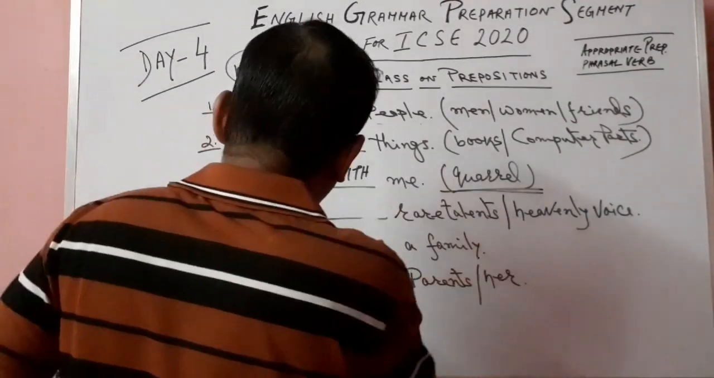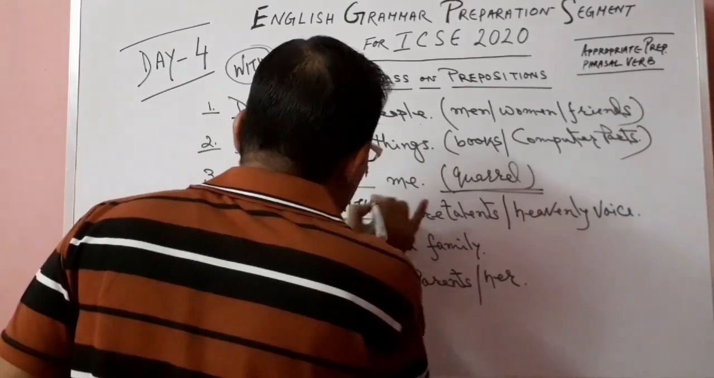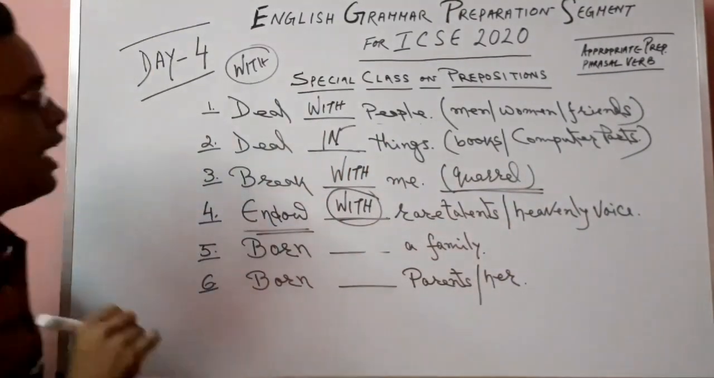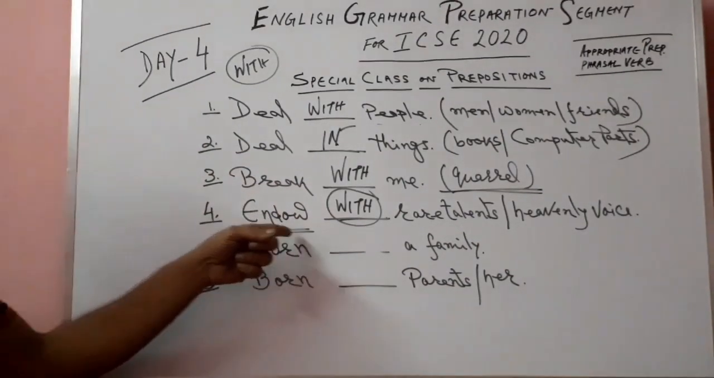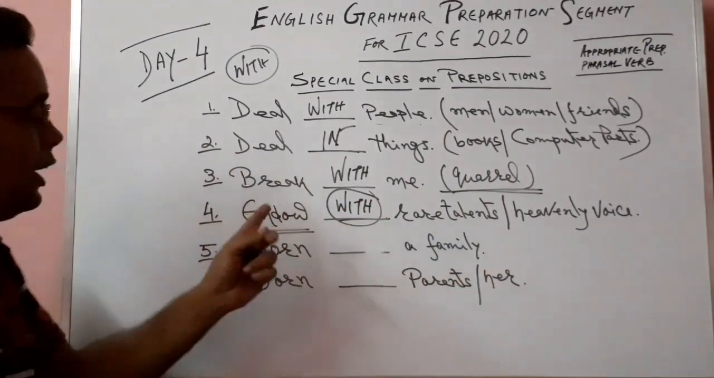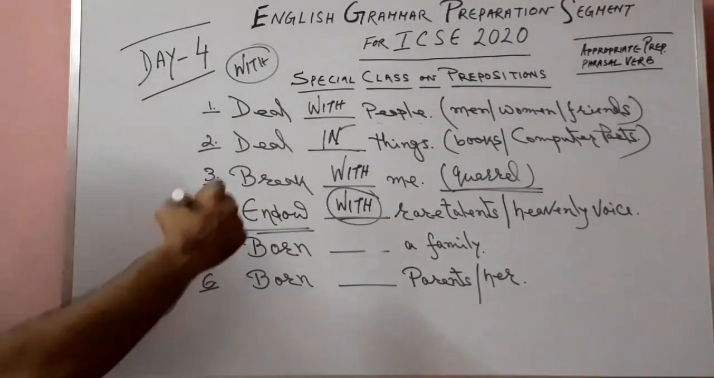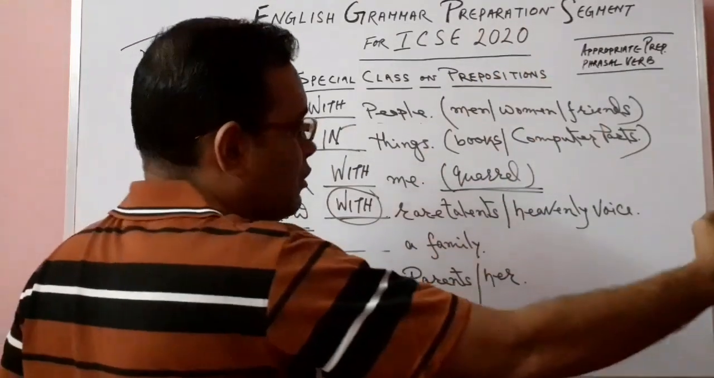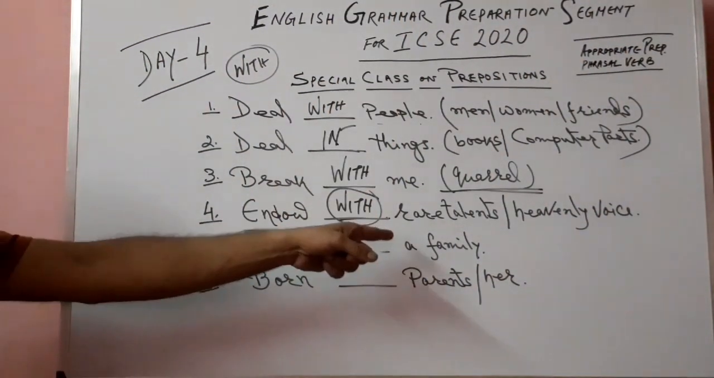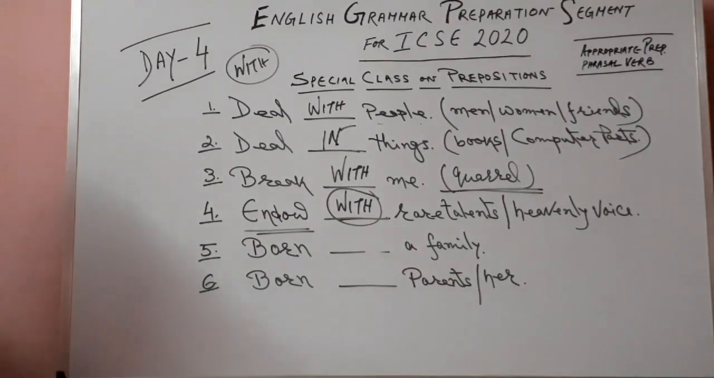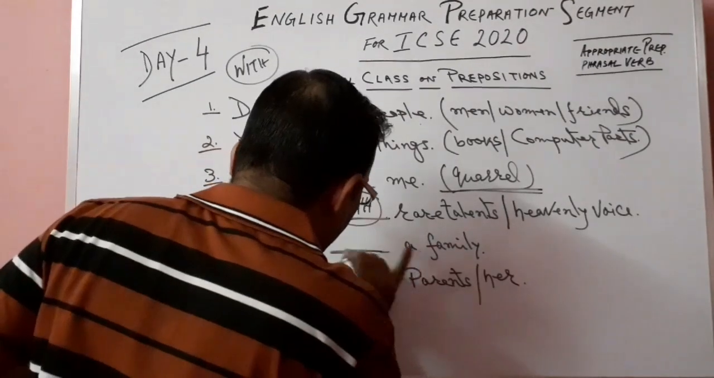Endow with means gifted. Gifted means actually heavenly gifted. Rare gifts, rare talents. So endow with rare talents. Endow with heavenly voice. She is endowed with a heavenly voice. So she is endowed with a heavenly voice. Clear?